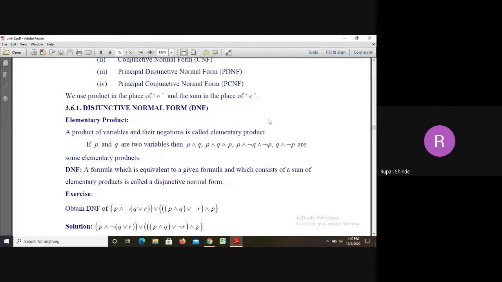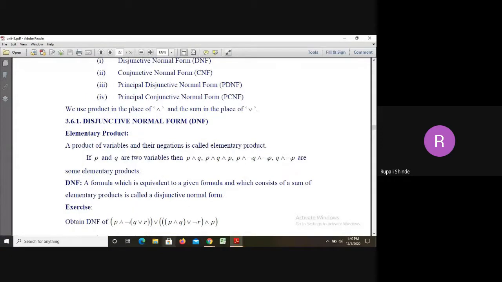Okay. So here is the disjunctive normal form, and the question is given as: obtain the DNF of P and negation of Q or P and Q or negation R and P. So this is the question, and you have to obtain the DNF here. Take 5 minutes and solve this. After 5 minutes, I will ask you for the answer, and you have to post your answer on the group. You have to obtain the DNF, that is, the sum of elementary products form should be there.